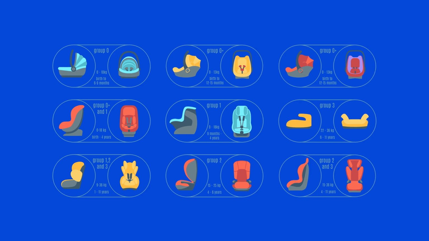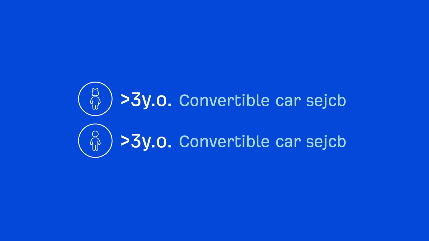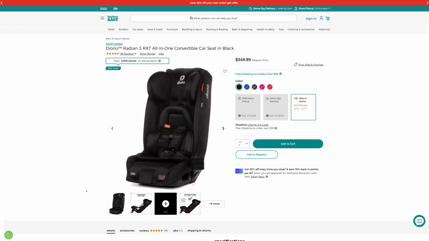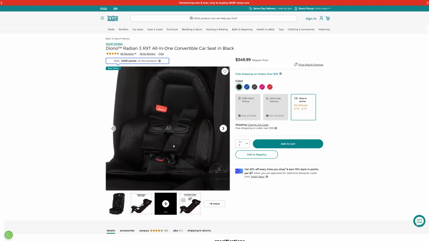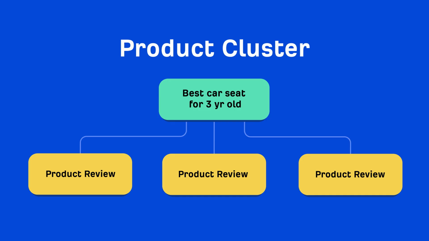For example, I actually own 9 car seats, so it's fair to say I've done my share of research and real life testing. Now, I also have a couple kids that are now older than 3, and so I know that the types of car seats we'll be covering are convertible car seats. One of our car seats is the Diono Radian 3 RXT, which I really like, so I'll definitely include it in my roundup. Now, visually speaking, we would just add a branch under our main topic, best car seat for 3-year-olds, and call it Diono Radian 3RXT review.